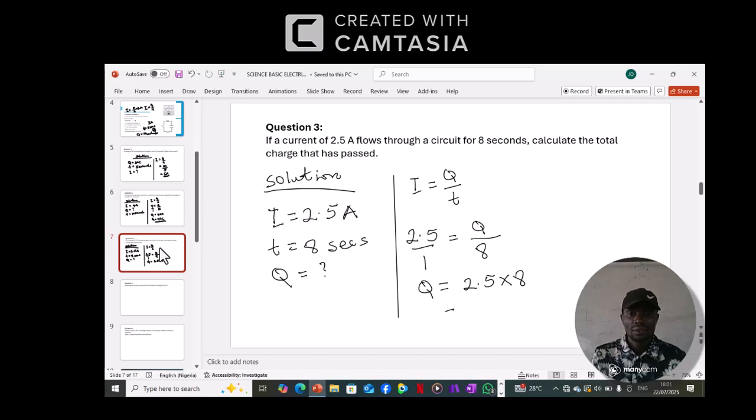What would that give you? It's going to give you 20. That is 20 coulombs. 20 coulombs of electricity flows through the circuit to produce the current of 2.5 amperes. Next question.